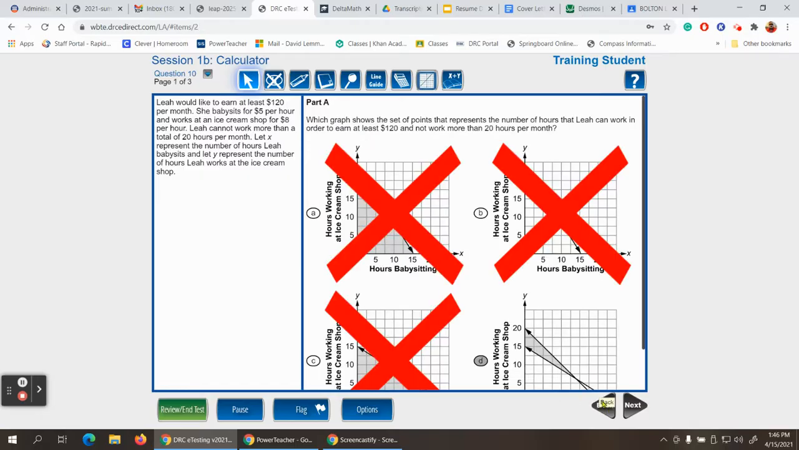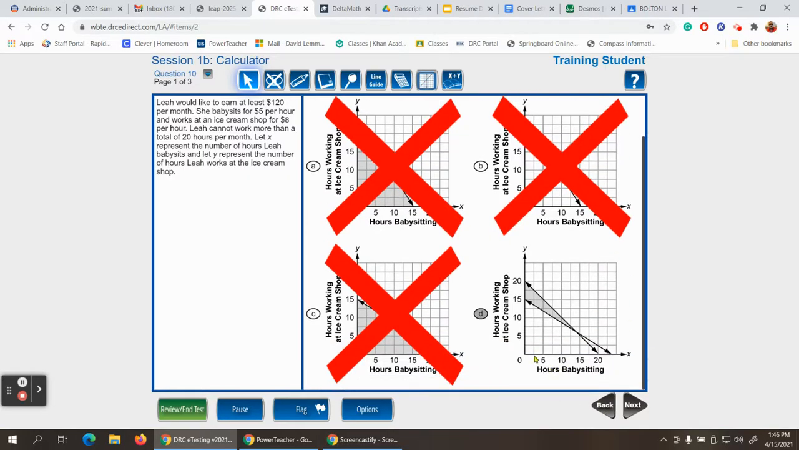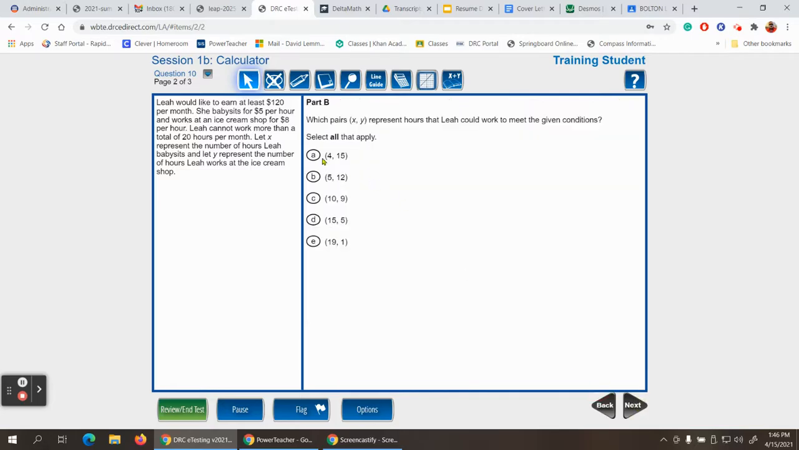415. Click the back button. 415 is right there. If it's close, it's in there. So 4 is there, 15 is there. So yep, that's an answer choice.